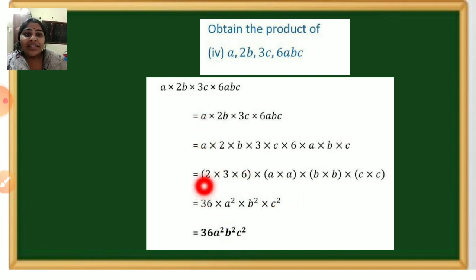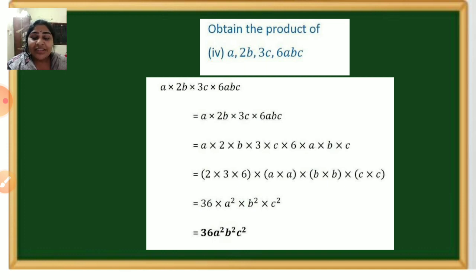So here you can see it is 2 multiplied by 3 multiplied by 6, all the coefficients of all the terms. In another bracket it is a multiplied by a, b multiplied by b, and c multiplied by c. We have just rearranged all the terms so that it will be easy to solve. So it is 6 into 3 into 2 is 36 multiplied by a into a will be a square, b into b will be b square, and c into c will be c square. So which is nothing but equal to 36 a square, b square, c square. I hope this is clear.